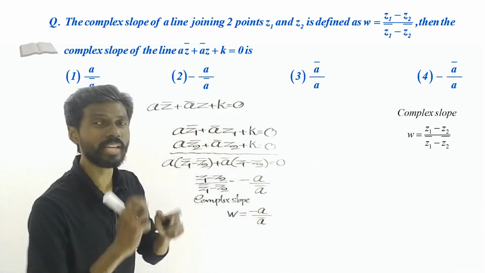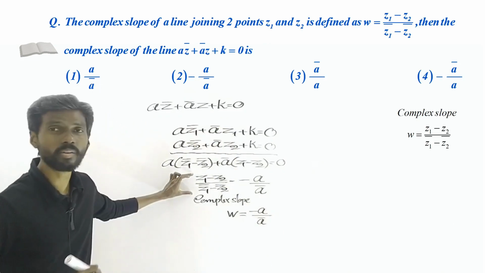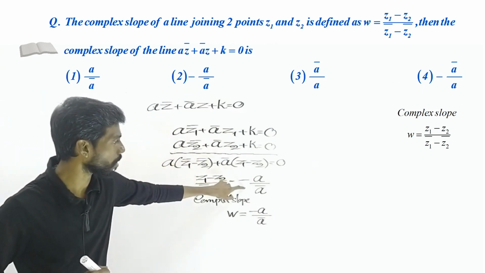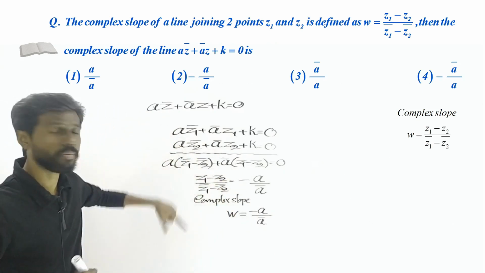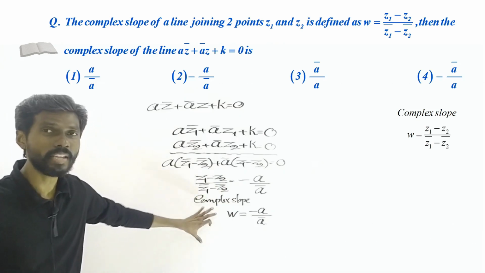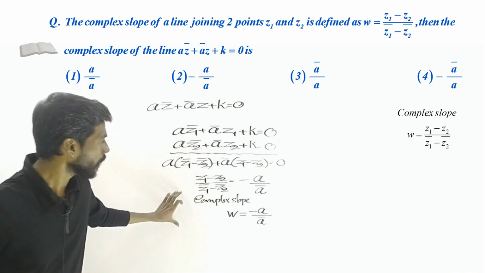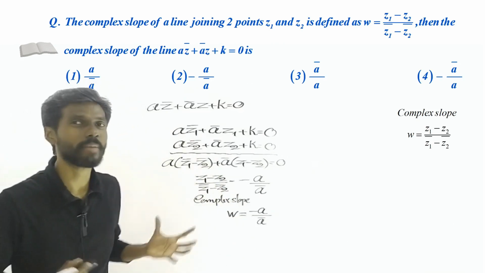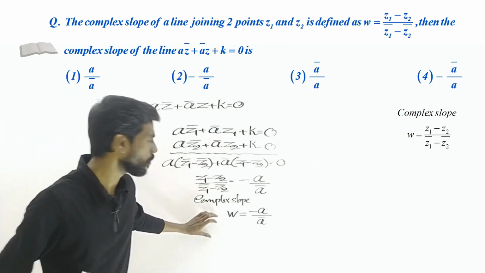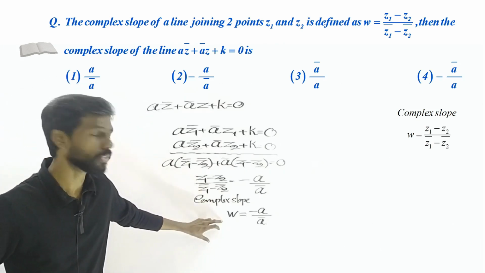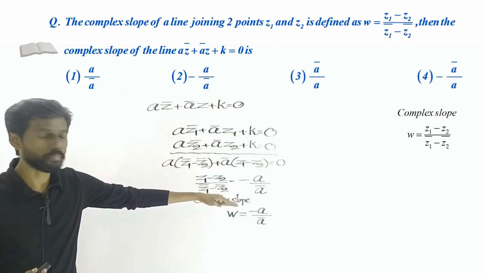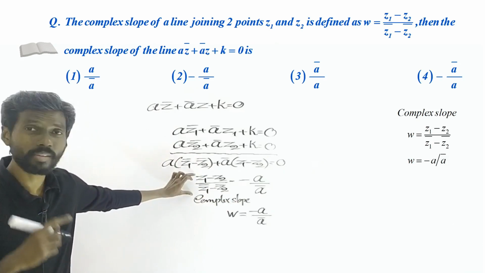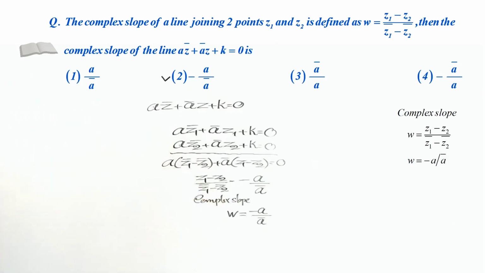So if two points are given, we can use this formula to find the complex slope. If the equation of the line is given in this form, then we can find the slope using this formula, minus a divided by a bar. So that is the formula for finding the complex slope of a straight line. Not that you have to remember this as a formula, but it may be useful sometimes. It's not a very important concept, so if you remember, it may be useful. So the complex slope of a straight line in this form is minus a by a bar, and similarly if two points are given, this can be used as a formula to find the complex slope.